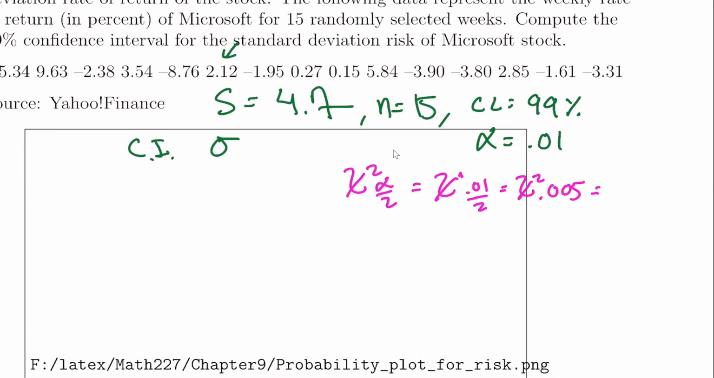So now chi-square of 1 minus alpha divided by 2 is equal to chi-square of 0.995. So right now we're going to look for chi-square of 0.005 and chi-square of 0.995. And just remember for this one, since n is equal to 15, the degrees of freedom should be 14. Any question in regard to the chi-square?